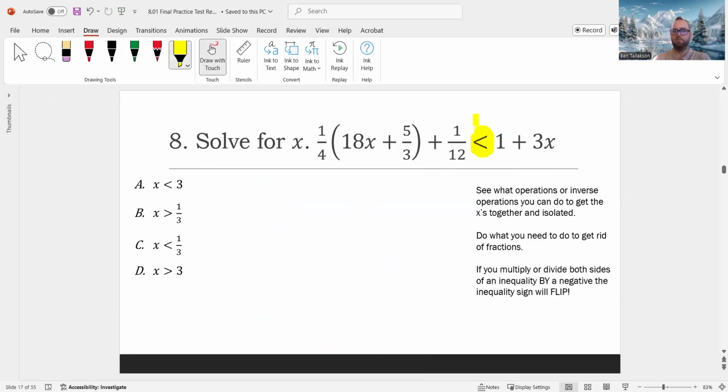We have an x here and an x there. We want to get those x's together. This one is trapped inside of a parenthesis, so I would want to handle that first, I would say. That's the first goal. Get that x out of there.